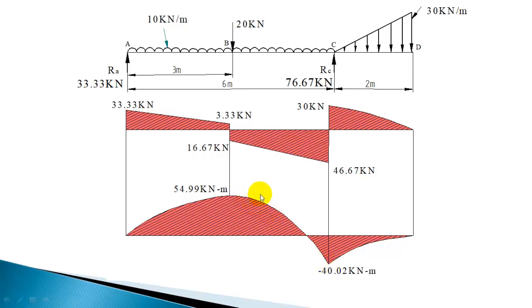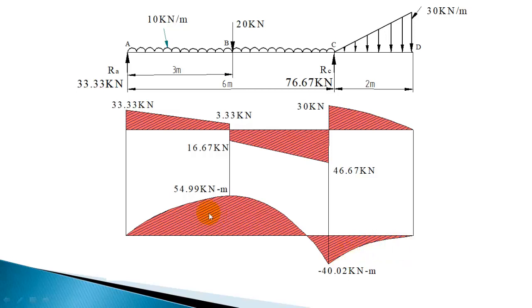So there is no peak here. So this is going to be the peak in that region, 54.99. So at C bending moment is minus 40.02 and at D it is 0 and the variation is cubic. So this variation is cubic variation. The bending moment variation is a cubic variation, and once again the concave side should be down.